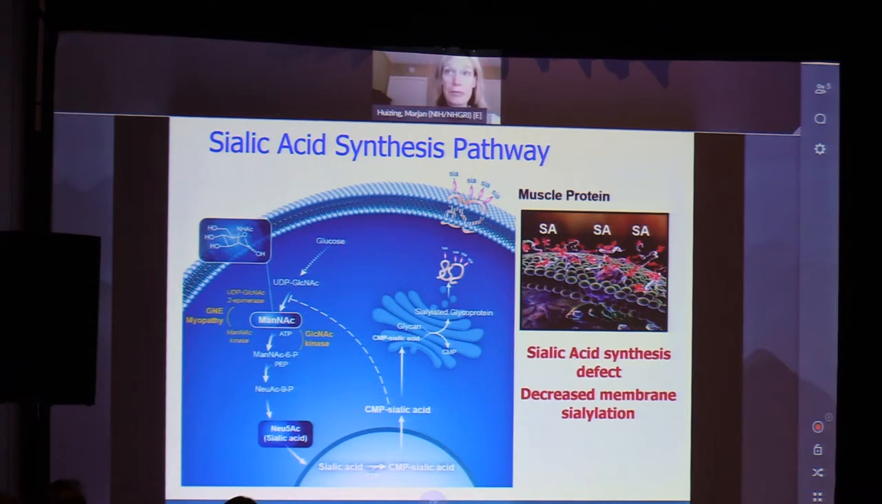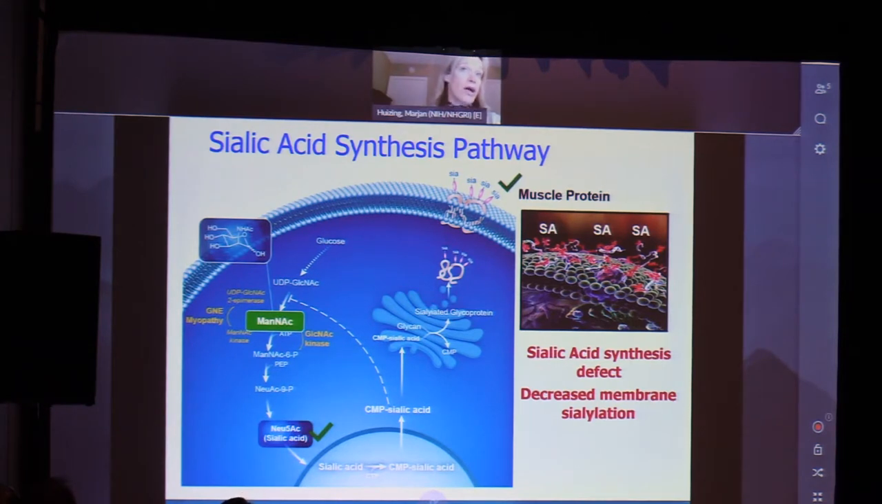So if you have mutations in the GNE gene, you cannot process ManNAc to ManNAc-6-phosphate, and you cannot make enough sialic acid, not enough CMP-sialic acid, and may not have enough sialic acid on muscle protein. So we figured if we would give ManNAc to patients or to mouse models or to cells, we could restore the defect in GNE, because there is another enzyme, so-called GlcNAc kinase, that converts ManNAc to ManNAc-6-phosphate to make more sialic acid in the cell, more CMP-sialic acid, and to re-sialylate these muscle membrane proteins.